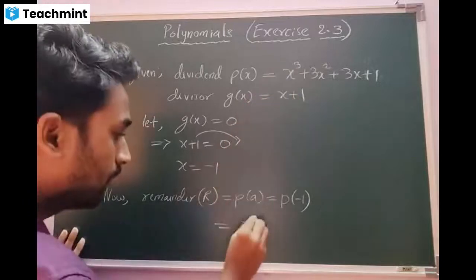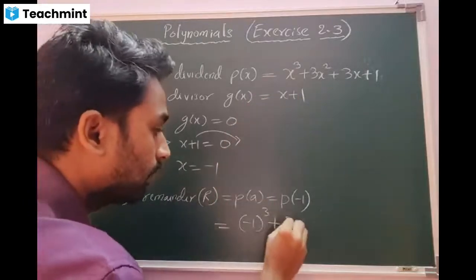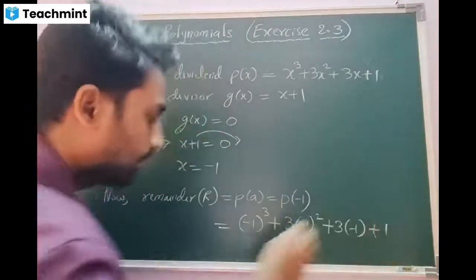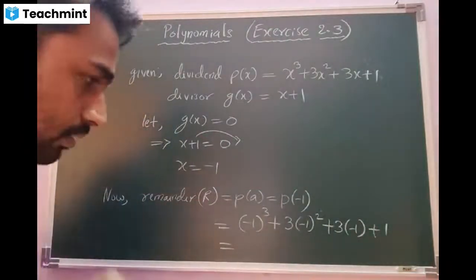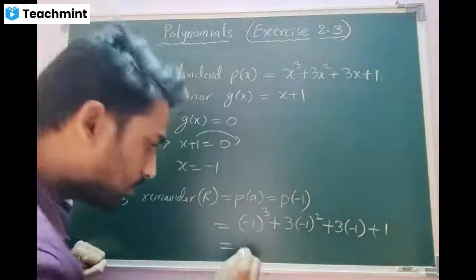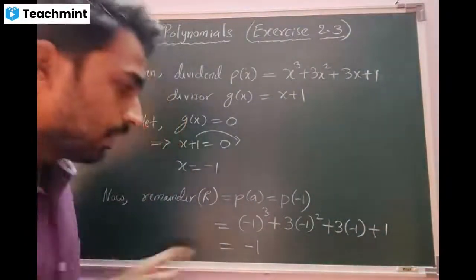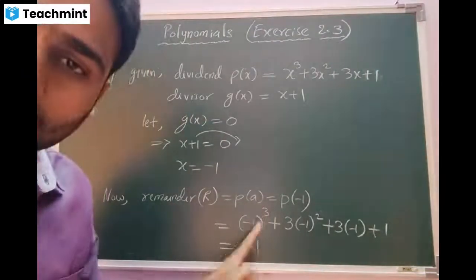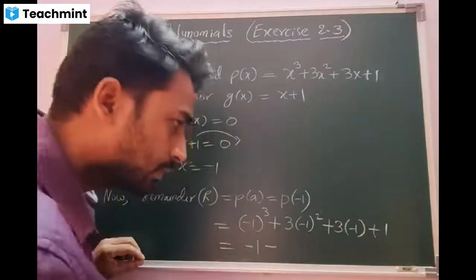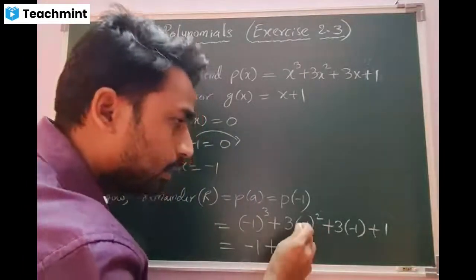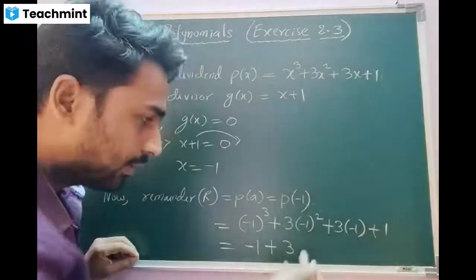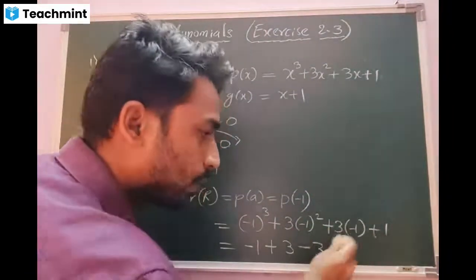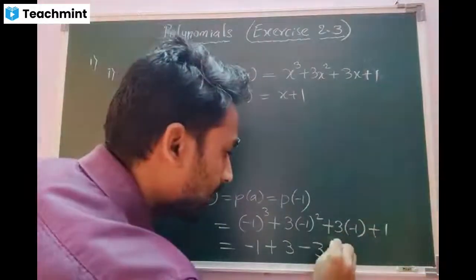So let us do it. Minus 1 the cube plus 3 into minus 1 the square plus 3 into minus 1 plus 1. Now the important thing, solving this. What will be the cube of minus 1? Minus 1. Because if it is odd number as a power, it remains minus only. 1 to any power will be 1 only. The square of minus 1 is plus 1, and 3 into 1 is 3. Then plus into minus is minus 3. Then plus 1 as it is. Is that clear?